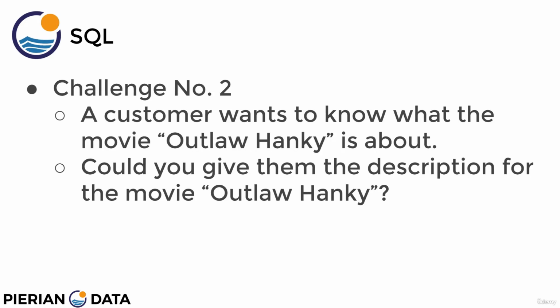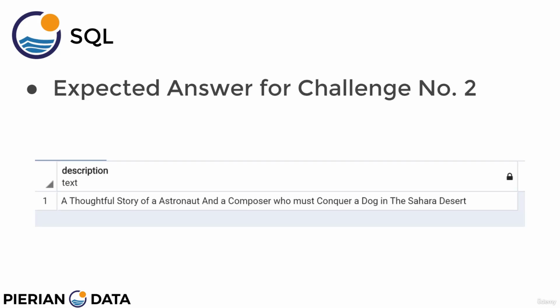So, a customer wants to know what the movie Outlaw Hanky is about. Could you give them the description for the movie Outlaw Hanky? Okay, here comes the expected result. So the expected answer is this description, which is kind of wacky, but Outlaw Hanky is a thoughtful story of an astronaut and a composer who must conquer a dog in the Sahara Desert.